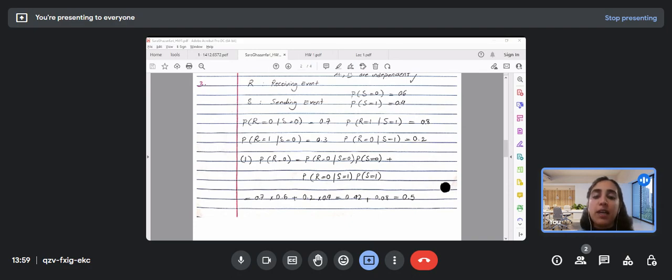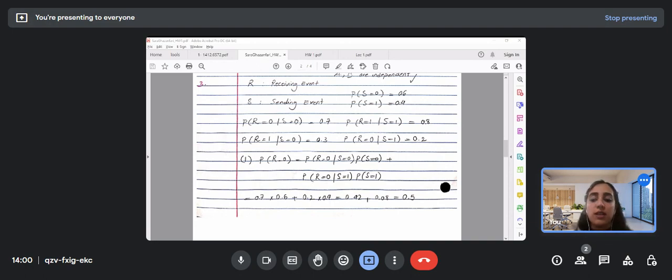Because, as I explained, sending a zero and sending a one signal are complements of each other, we can easily write this as: the probability of receiving a zero signal given sending a zero signal multiplied by the probability of sending a zero signal, plus the probability of receiving a zero signal given sending a one signal multiplied by the probability of sending a one signal. And easily we can calculate this because we have all these probabilities in the question and everything is fine.